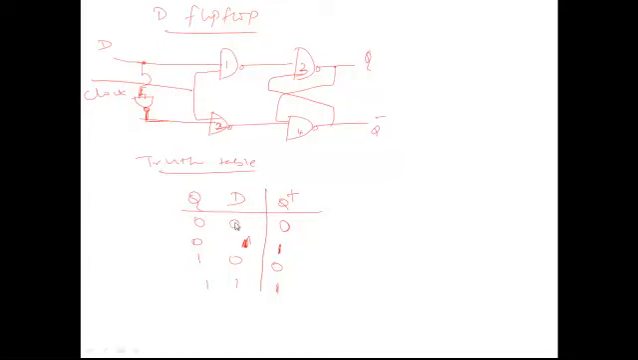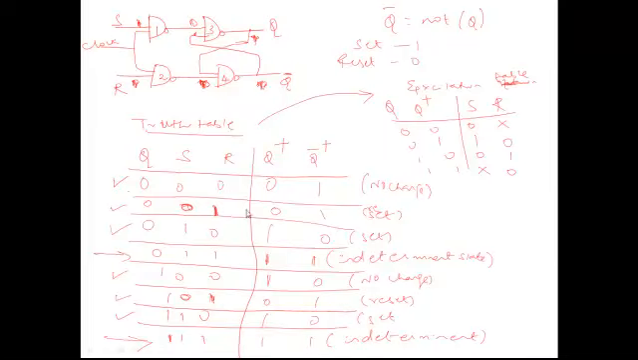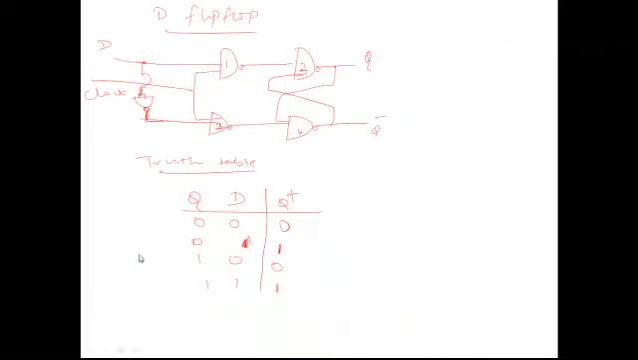So whenever D is 0, it implicitly means that S is 0, R is 1. In spite of the Q value, the output is 0 only. So that is what I have written here. When D is 0, the output is 0.